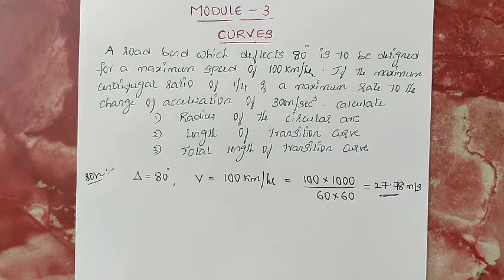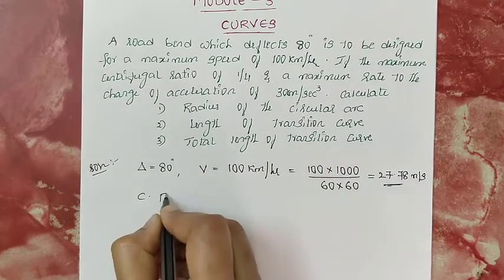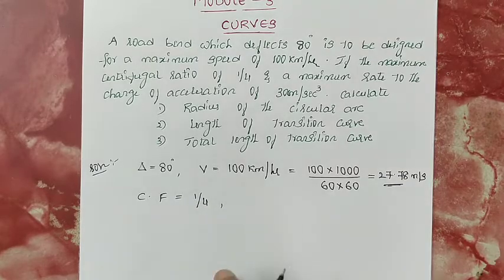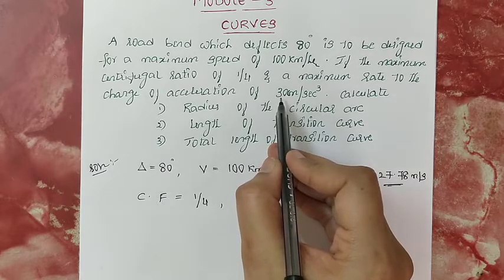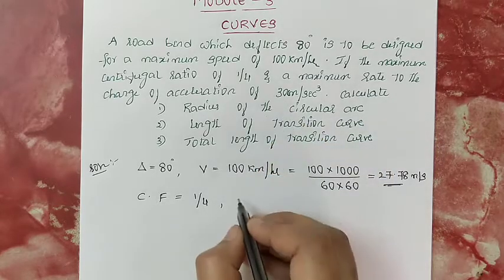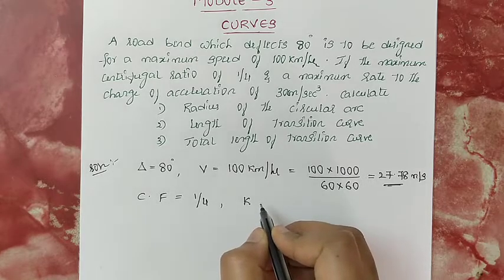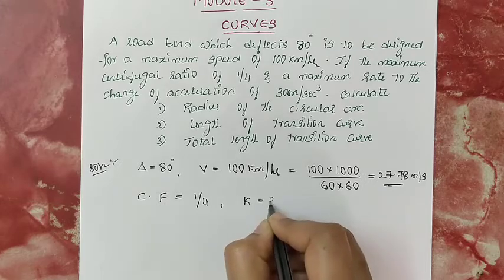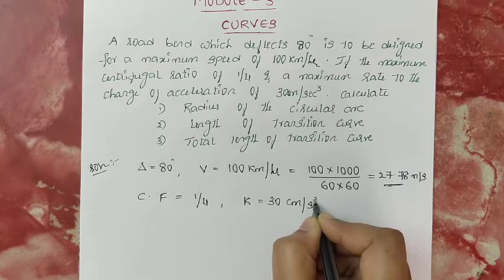Next, what they have given? Centrifugal ratio they have given. I will denote it by CF. Centrifugal ratio, that is 1/4. And the maximum rate of change of acceleration, they have given as 30 cm per second cube. Rate of change of acceleration is denoted by K, that will be equal to 30 cm per second cube.